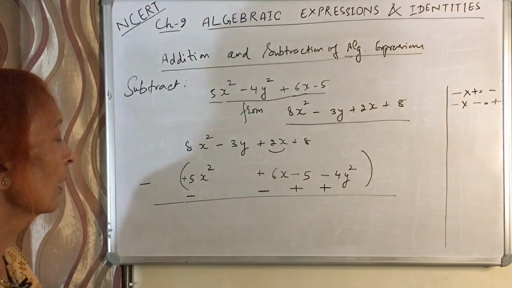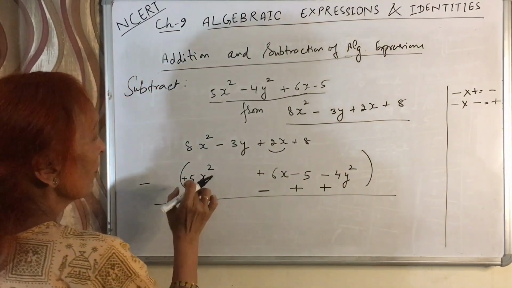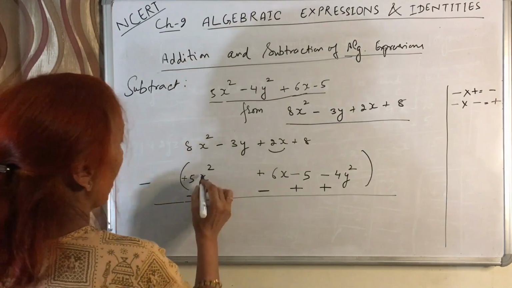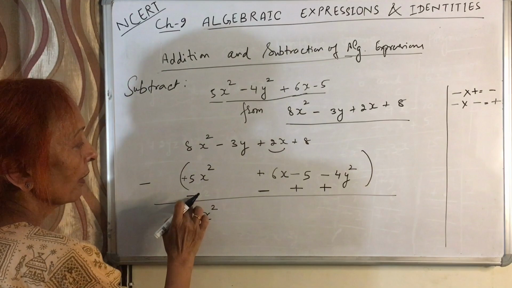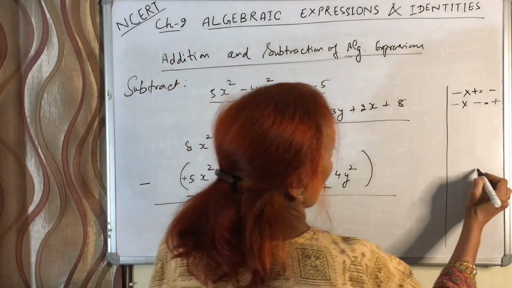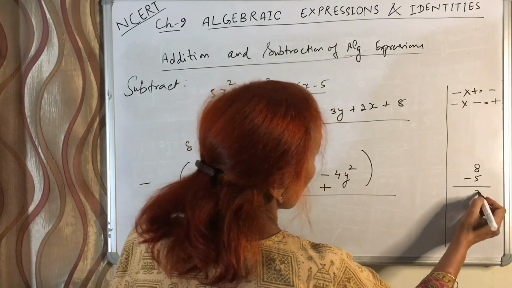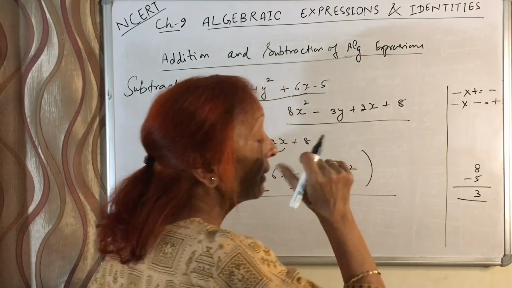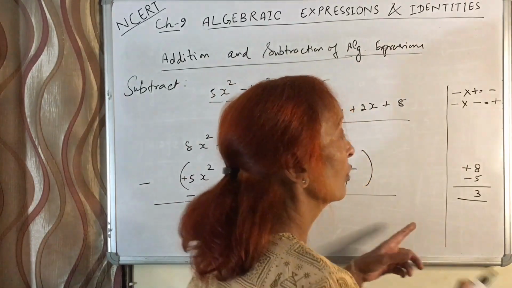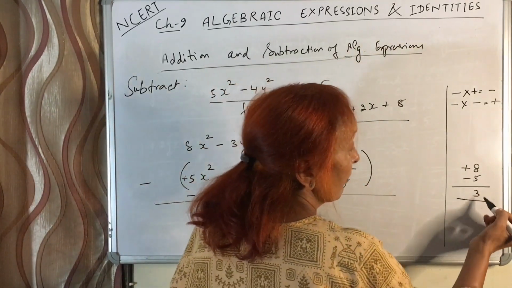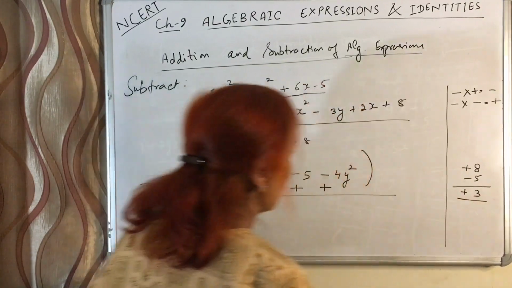Correct? Now you ignore this sign. What you have to do? Add with this sign. Now x square we will write as it is, 8 minus 5. 8 minus 5 is simple 3, but if we use that method, this is plus sign, different sign, you have to subtract. 8 minus 5 is 3, and sign of the bigger number, that is plus. That is why it is plus 3.